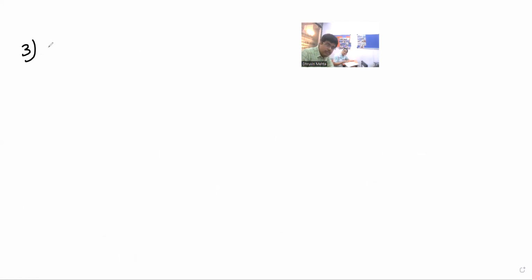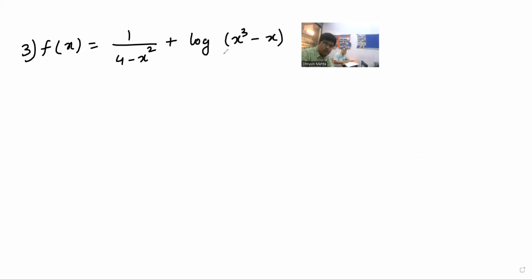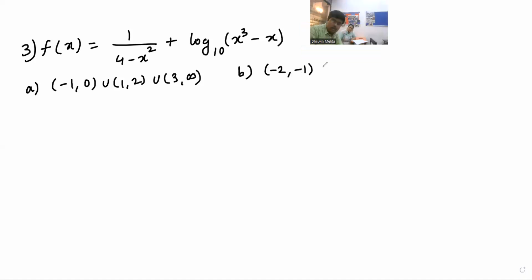The domain of the function f of x is equal to 1 upon 4 minus x square plus log of x cube minus x to the base 10. We have to find the domain of this. The options are minus 1 comma 0 union 1 comma 2 union 3 comma infinity; minus 2 comma minus 1 union minus 1 comma 0 union 2 comma infinity.